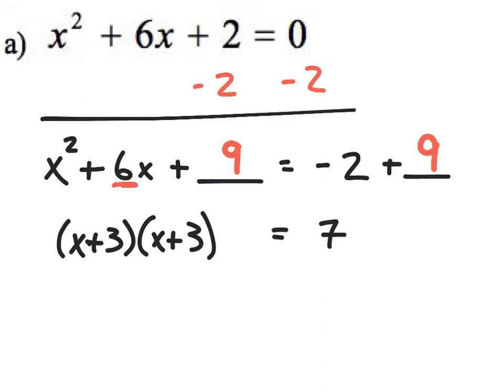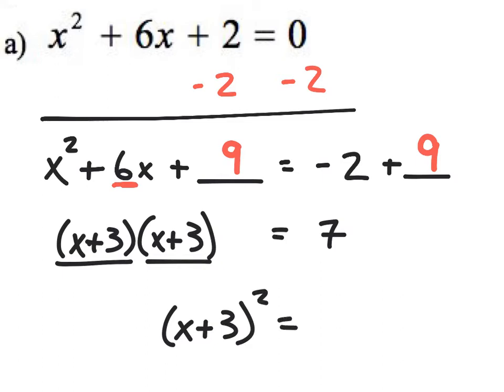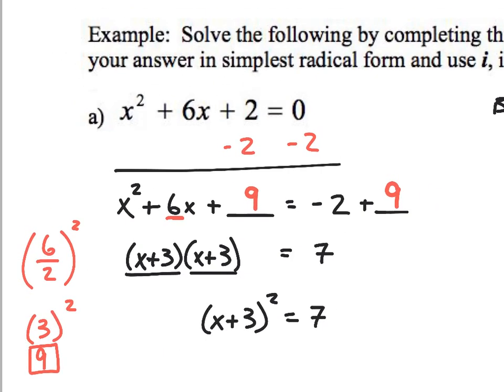So when I take some binomial and multiply it by itself, what I end up getting is x plus 3 quantity squared. And that's going to equal 7. What I have done is taken this equation and manipulated it and put it into a form of some quantity squared is equal to a number.